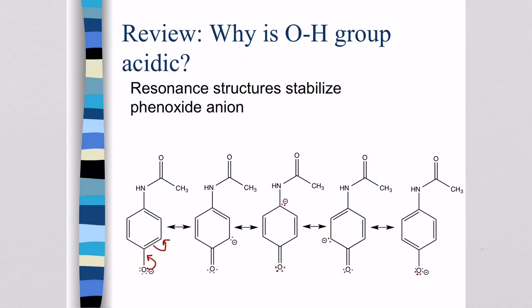Gives us the first resonance structure, and then there's electron movement to give us the next resonance structure, and then we can draw another set of arrows to give us that resonance structure, and finally we can get back to where we started. So that means that the negative charge, because it is so delocalized, stabilizes the conjugate base and gives us a stronger conjugate acid.